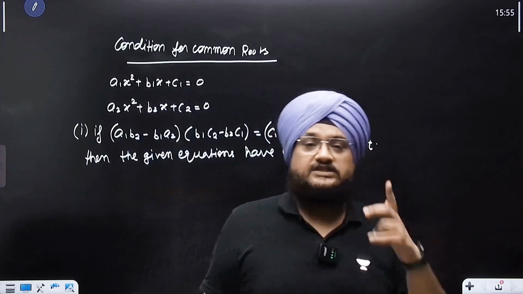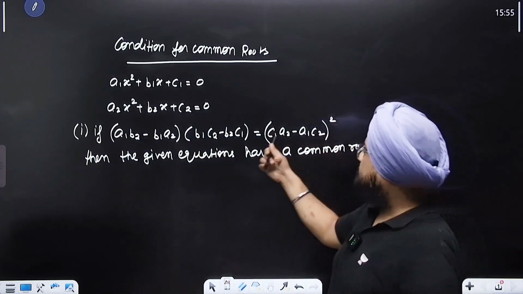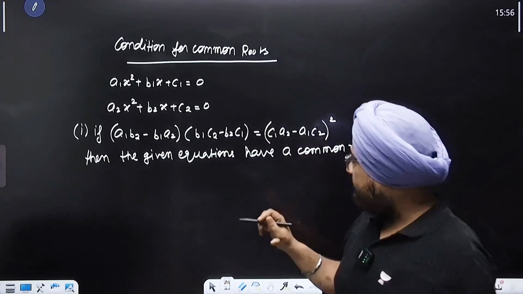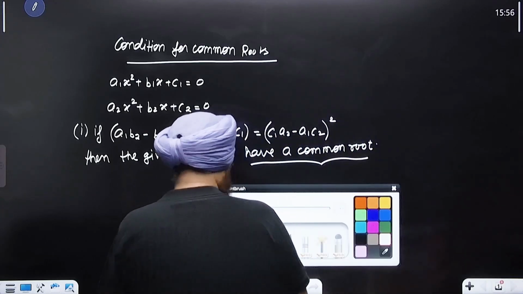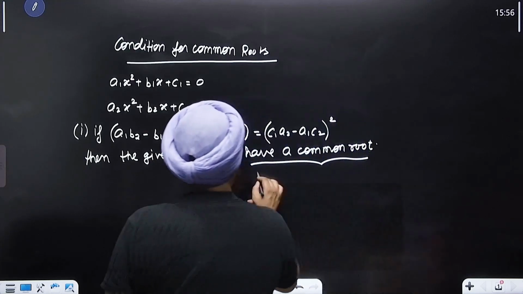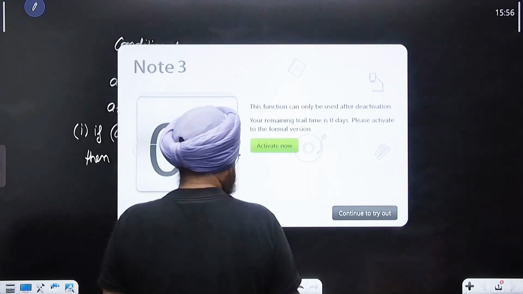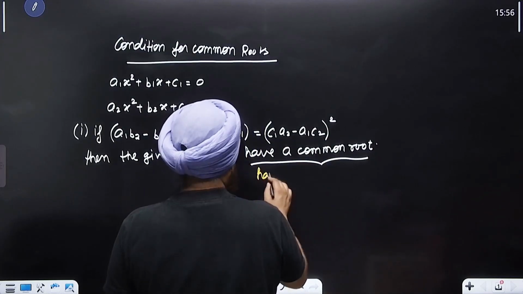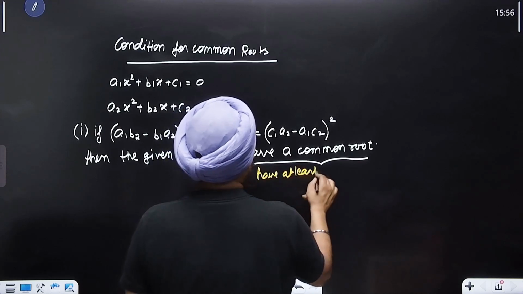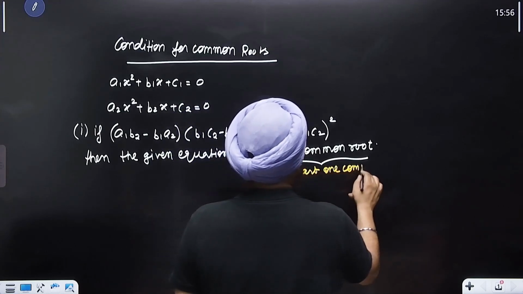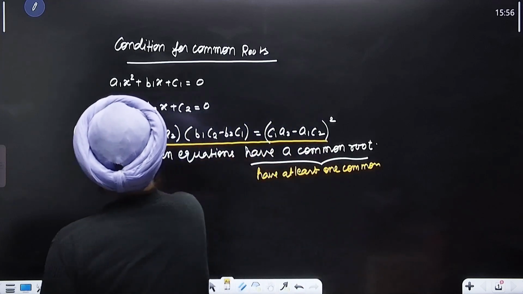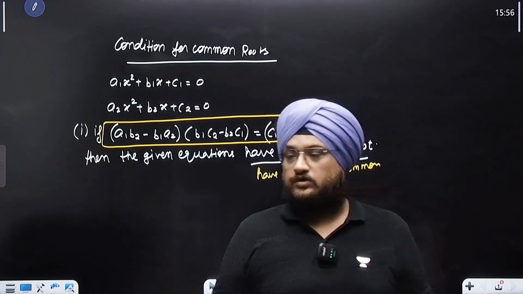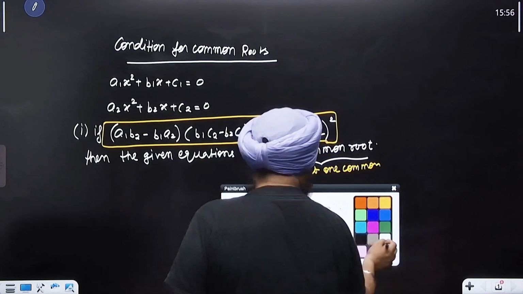If the coefficients a1 b1 c1 a2 b2 c2 satisfy this condition, then we will say that these two equations have a common root. Meaning of having a common root is at least one root common. So this condition includes both the cases, whether the equations have exactly one root common or both roots common. We will prove that in a while.